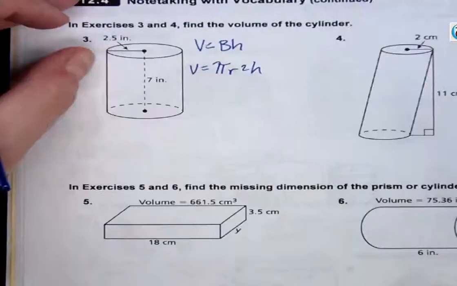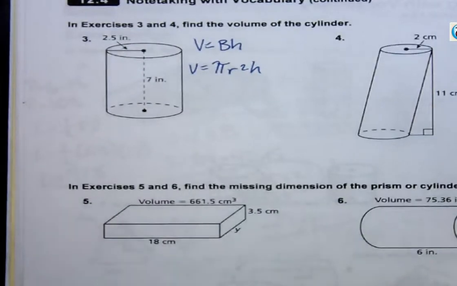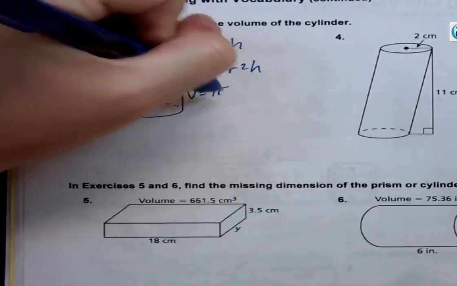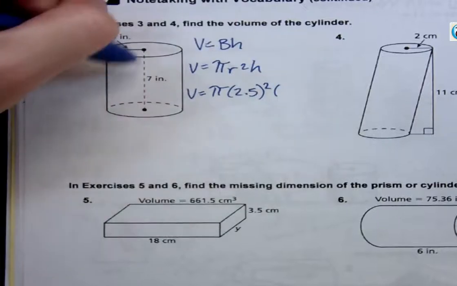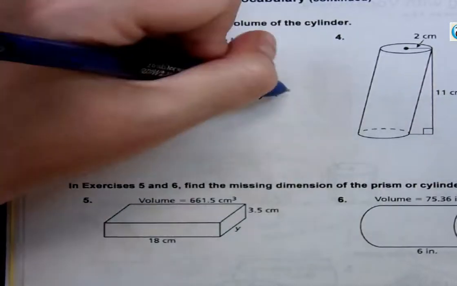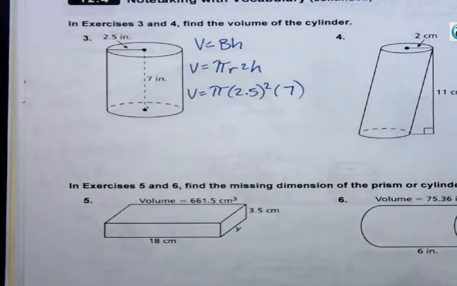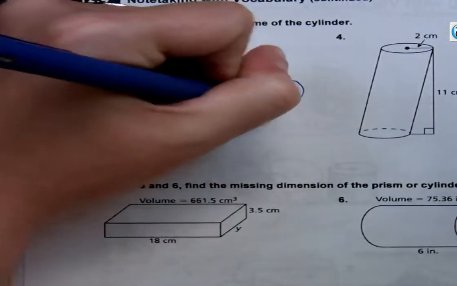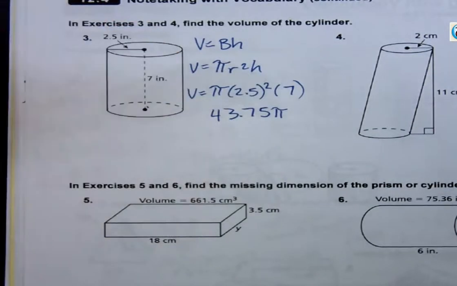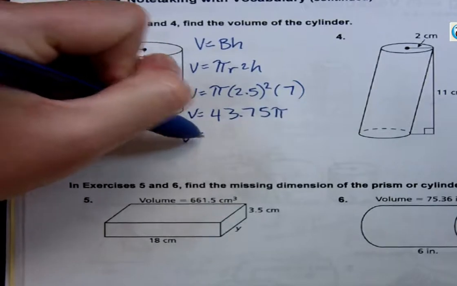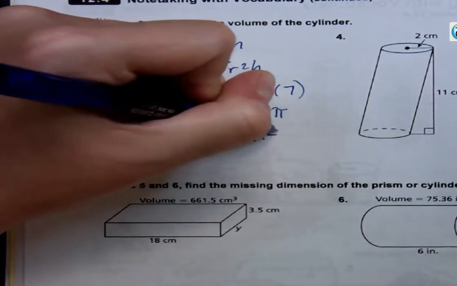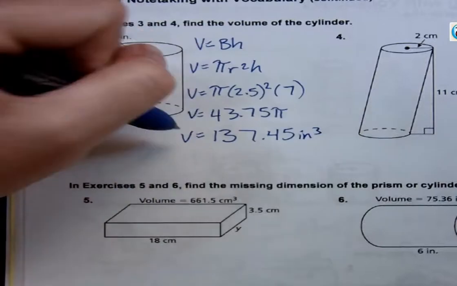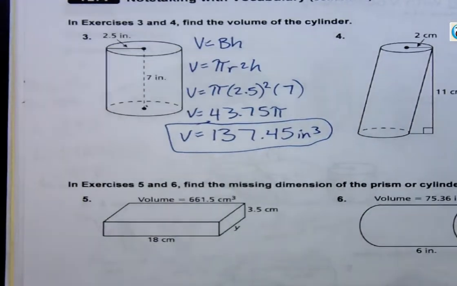Let's zoom this in a little bit. Okay. So the volume equals pi times the radius squared. It gives us the radius, 2.5 squared, times our height. So it's how far apart are the bases. The bases are the circles here. So 7 is what it gives us. So 43.75 pi. That's if you're just multiplying the numbers. So 2.5 squared times 7. But we are going to go ahead and plug this in. So put this in the calculator. 43.75 pi in the calculator. It's 137.45 inches cubed.